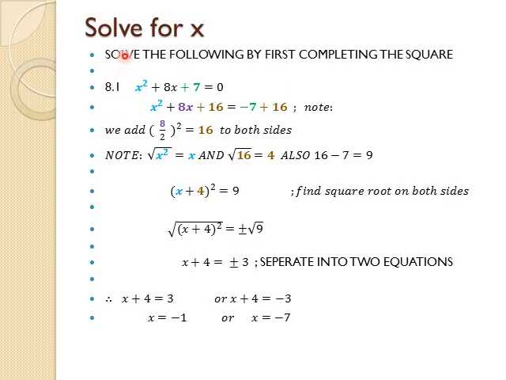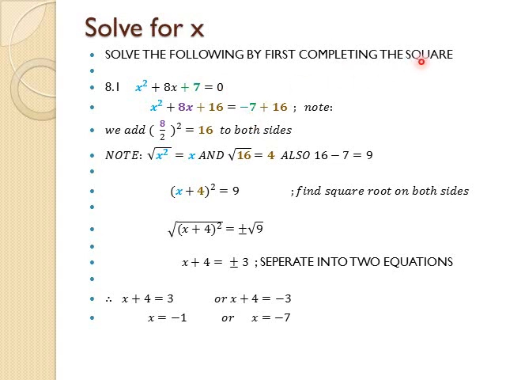Alright, so it would read: solve the following by first completing the square. Given to me, I have x squared plus 8x plus 7 equals 0. Right, first I get rid of 7 and I take it across, minus 7.